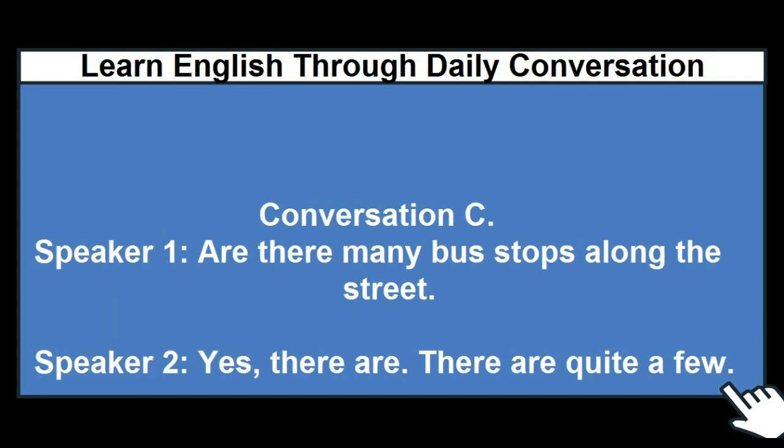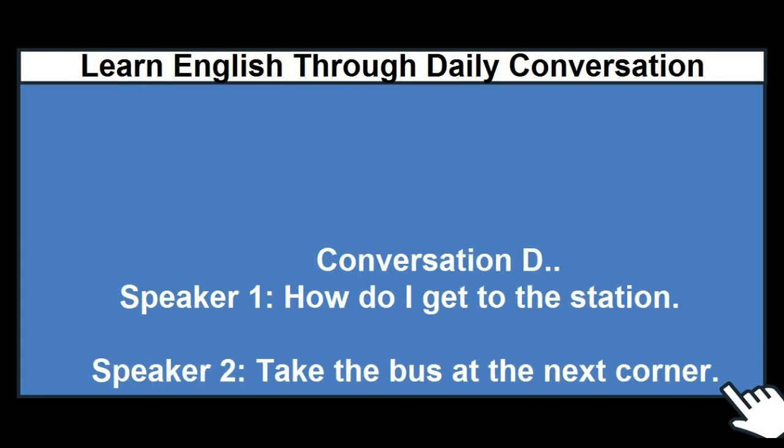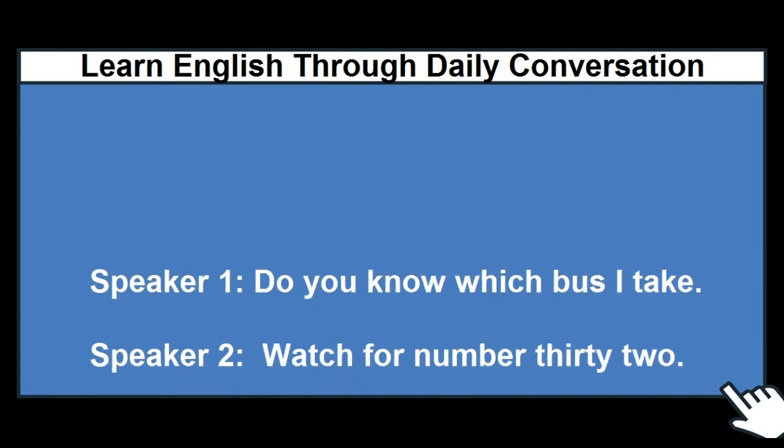Conversation C. Speaker 1. Are there many bus stops along this street? Speaker 2. Yes, there are. There are quite a few. Speaker 1. Are they located at the corners? Speaker 2. Most of them are, but a few aren't. Conversation D. Speaker 1. How do I get to the station? Speaker 2. Take the bus at the next corner. Speaker 1. Do you know which bus I take? Speaker 2. Watch for number 32.